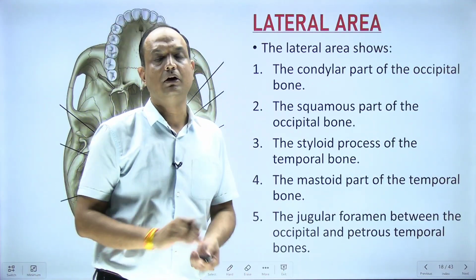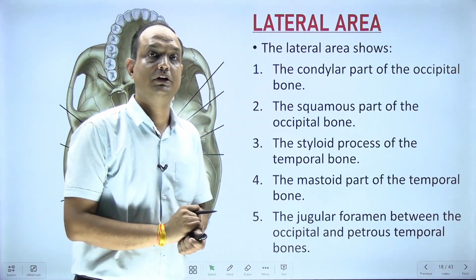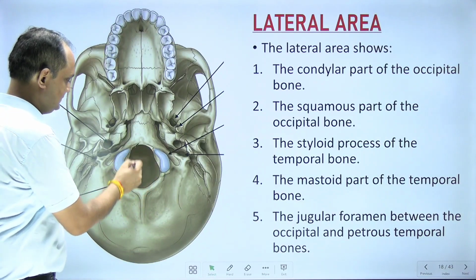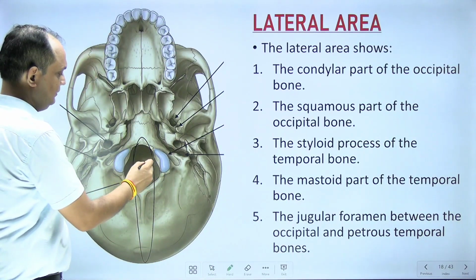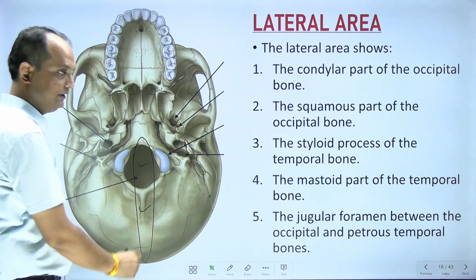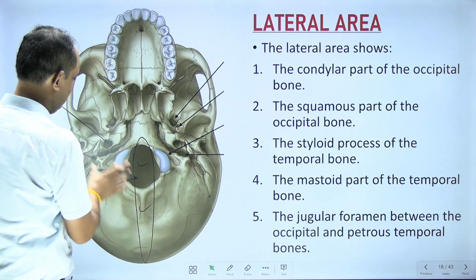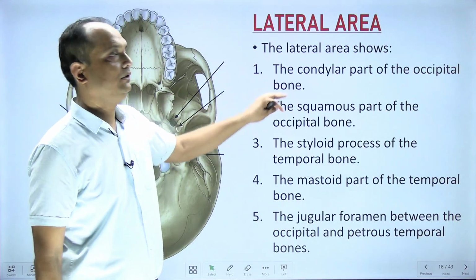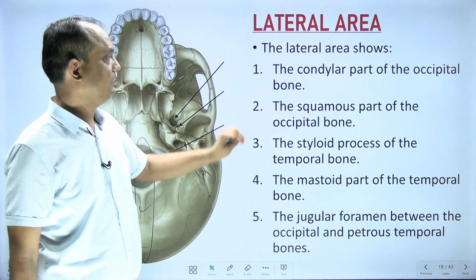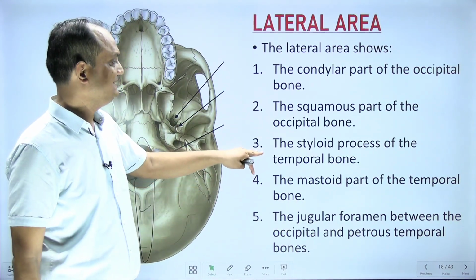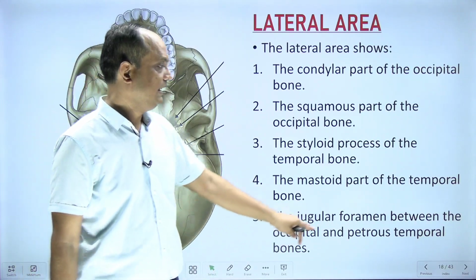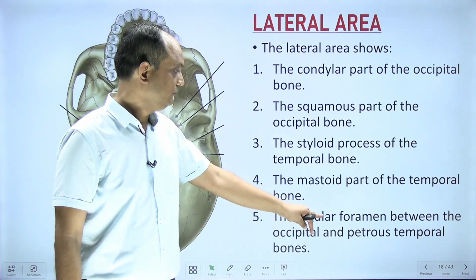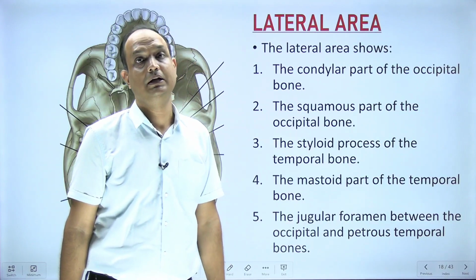Now we'll talk about the lateral part of the posterior area. We have discussed the midline, where we saw the foramen magnum, the crest, and the occipital protuberance. Now on the lateral side, you will find the condylar part of the occipital bone, the squamous part of the occipital bone, the styloid process, the mastoid process, and the most important, the jugular foramen between the occipital bone and the temporal bone.